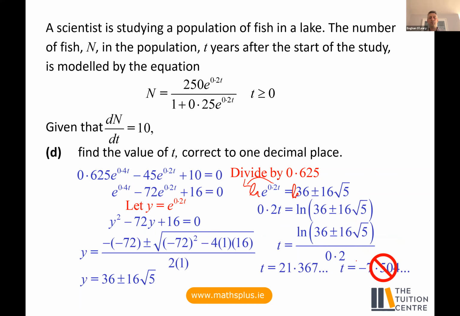That's not going to happen because it's not going to be a negative time. So I get 21.367. Correct to one decimal place, it is 21.4 years. So that was a long part of the question for 15 marks. And what does it mean again? It means after 21.4 years, the rate of change of the number of fish in the lake is 10 fish per year. So that's what that question means after all that work.